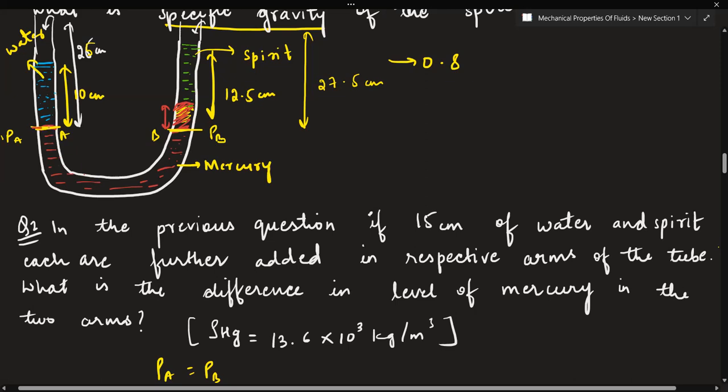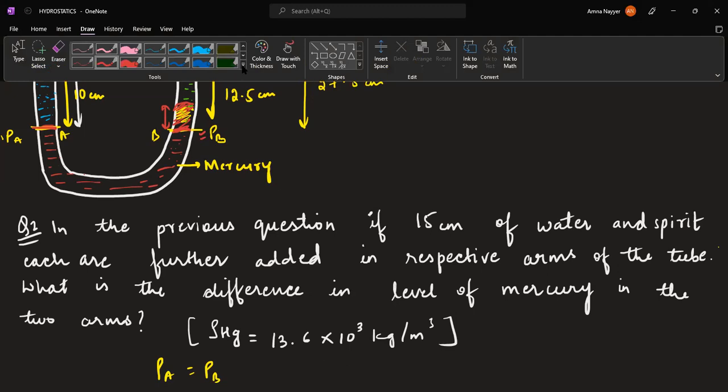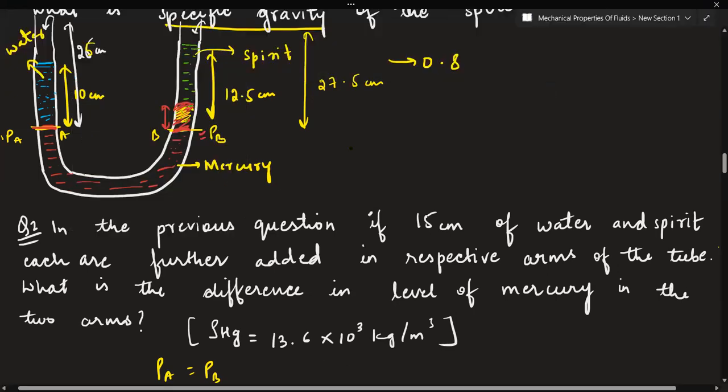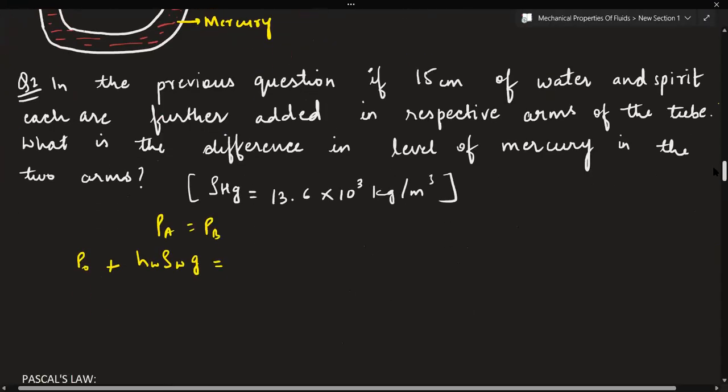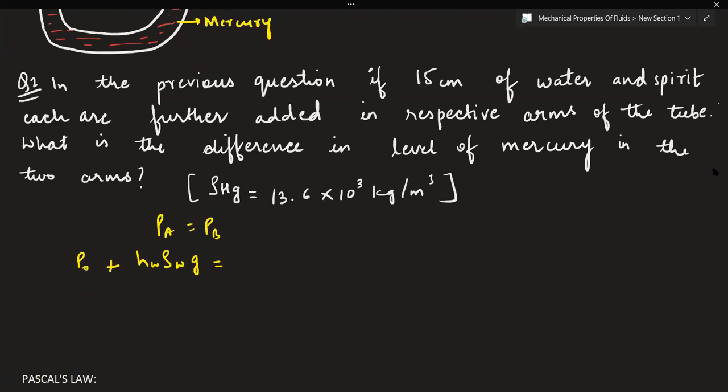So when we took point A, only water was there, the fluid in that respective length. So we have considered the atmospheric pressure and the pressure exerted by this water column. But when we are considering this point B, we do not only have spirit, but we have Mercury as well. Yes or no? Yes, ma'am.